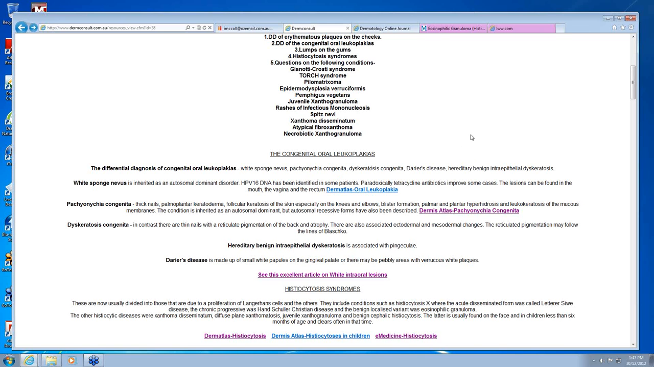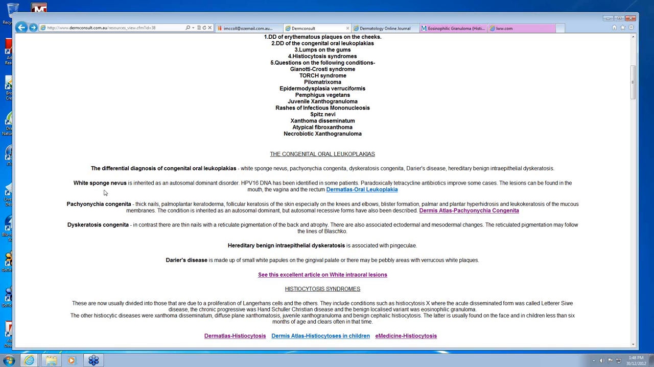Let's start with congenital oral leukoplakias. Congenital oral leukoplakias means they're on the inside of the mouth at birth. What are the things that you look for? There's the white sponge nevus, Papillomavirus congenita, keratosis congenita, Darier's, and hereditary benign intraepithelial keratosis. All of them are exceedingly rare. Let's have a look at them in turn.